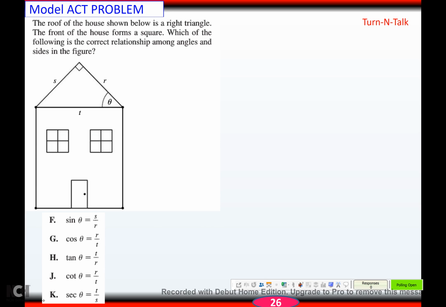Try this one, hit pause, come back when you're ready. All right, the roof of the house shown below is a right triangle. The front of the house forms a square. Which of the following is the correct relationship among angles and sides in the figure? Well, this one says sine theta equals s over r. No, because sine theta would be opposite over hypotenuse, so that should be s over t. Cosine equals r over t. That's true because that's adjacent over hypotenuse. So that one is true, which means I wouldn't have to check the rest of them once I found it. Okay?